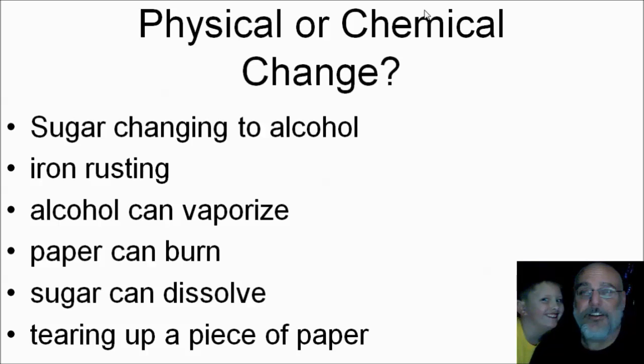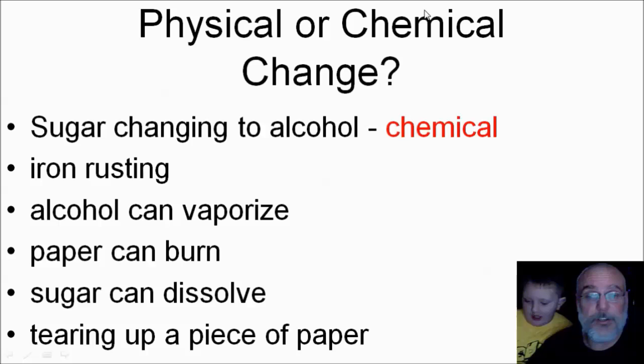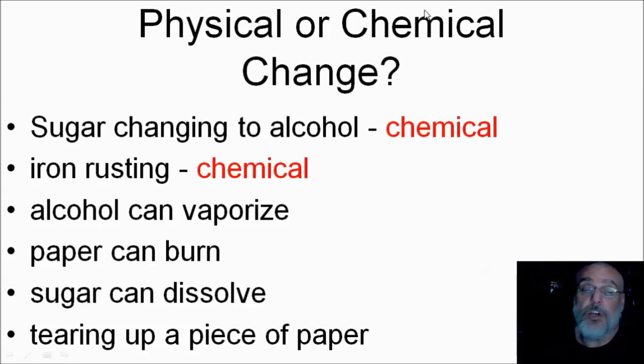All right, here's a quick review for you. Hopefully you should be able to answer these. So, physical or chemical changes. You have sugar changing to alcohol. You have a completely different substance, so that would be chemical. Sugar and alcohol, they are very different. Iron rusting. So you have iron and then you have rust. That is a chemical change. That is two different substances.